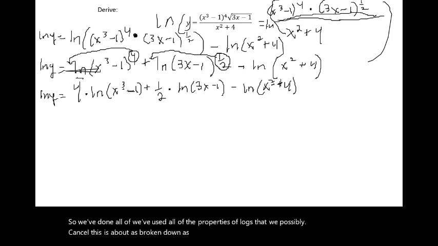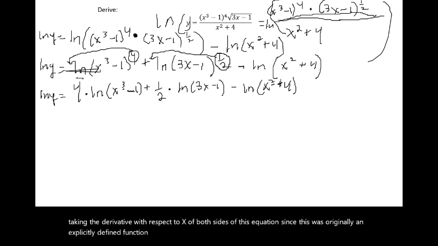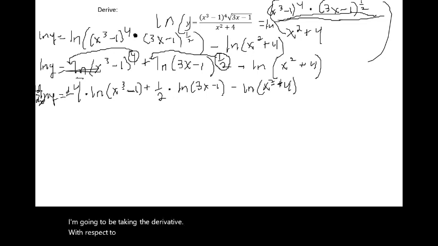So what I'm going to do is take the derivative with respect to x of both sides of this equation. Since this was originally an explicitly defined function, y equals something in x, our variable of differentiation is clearly x. So I'm going to be taking the derivative with respect to x of both sides of this equation.